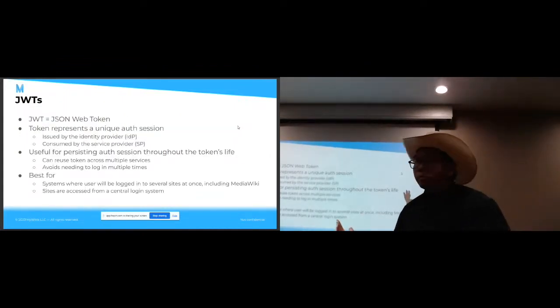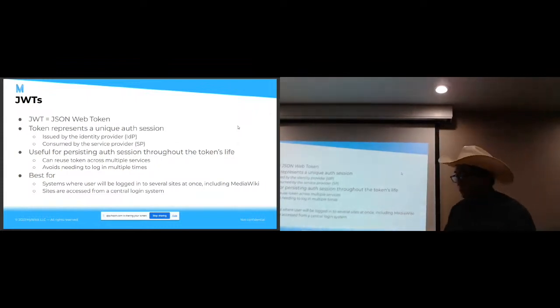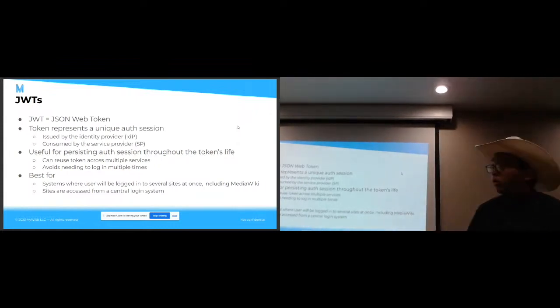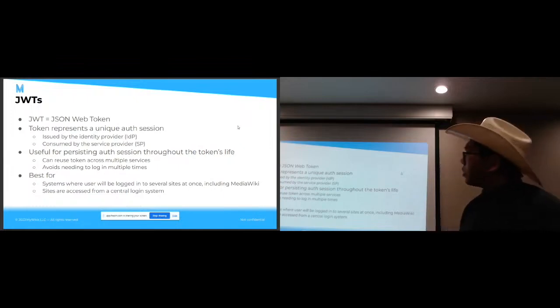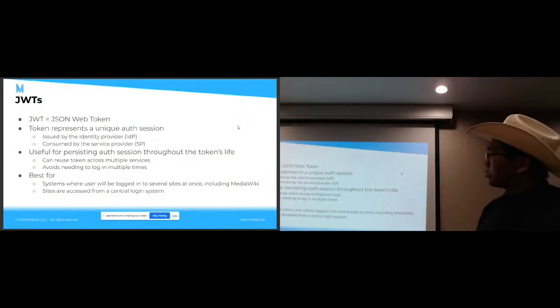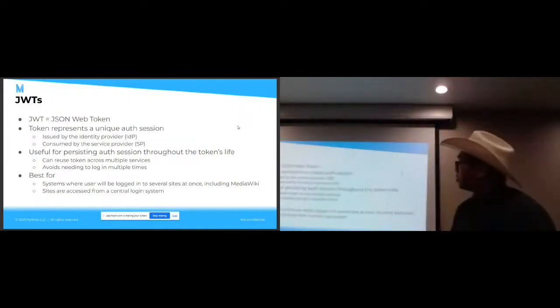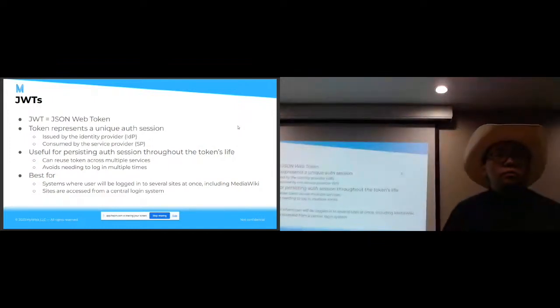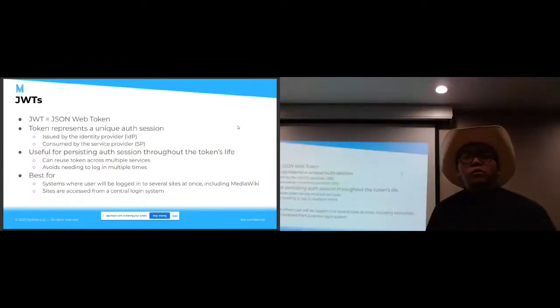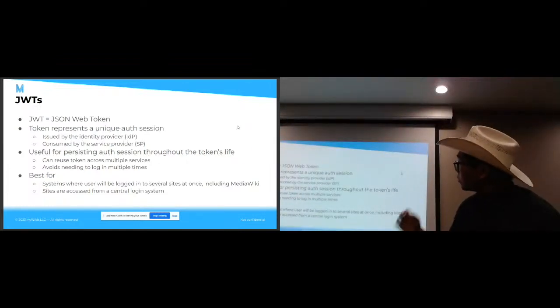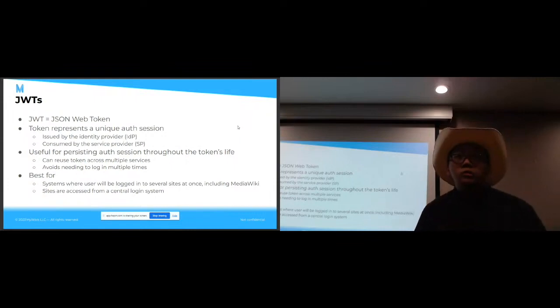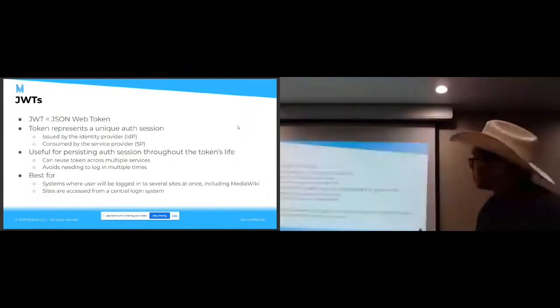I'm going to introduce a concept to you that's not unique to MediaWiki, but is commonly used in the auth world, JWTAuth. It stands for JSON Web Token. Ignore the JSON. I don't think it really applies here. You can just think of it as a token standard. And a token represents a unique auth session, issued by the identity provider and consumed by the service provider. In the context of this presentation, I'll just be referring to the service provider as MediaWiki, because MediaWiki in this case is our target service provider.